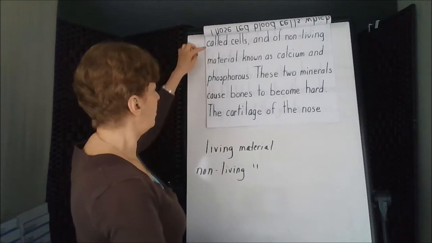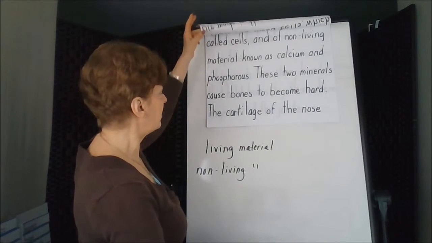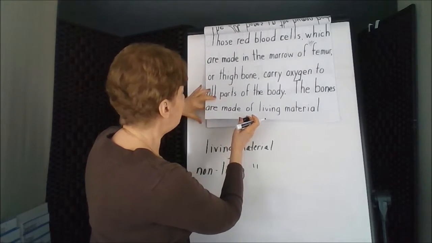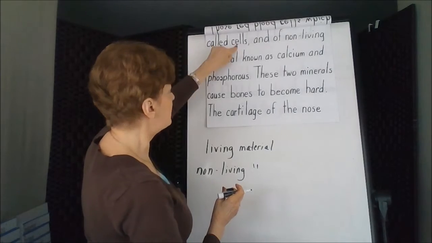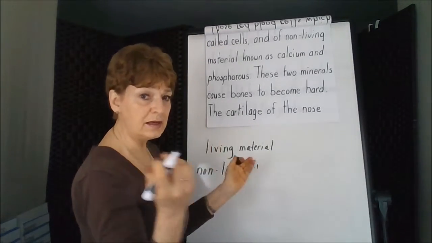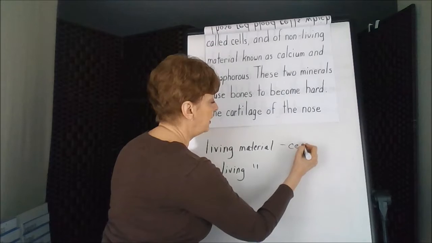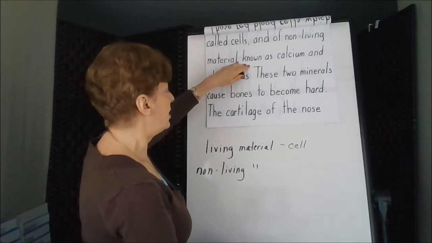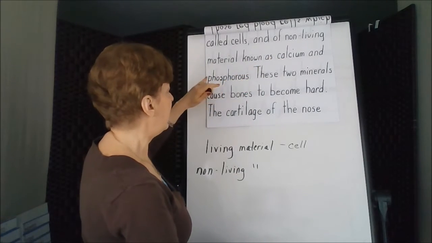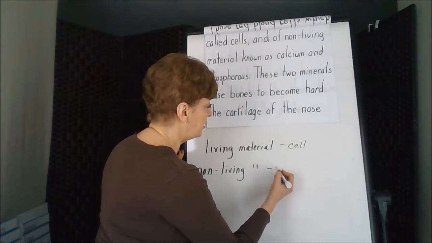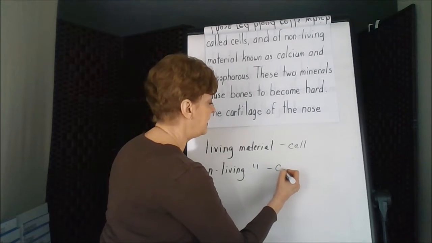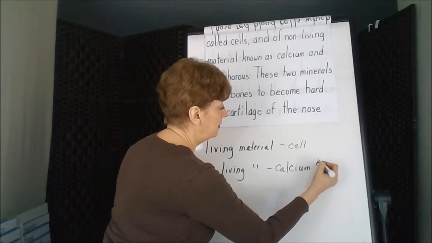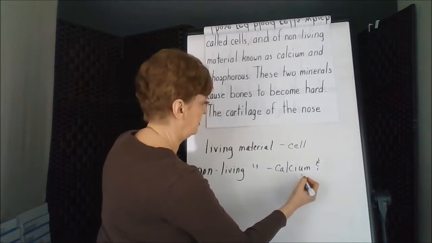Okay, so what did they say about the living material? The bones are made of living material called cells. Oh, so I want to associate the term cell with a living material. And non-living material known as calcium and phosphorus. So the non-living material, what's not alive then, is calcium and phosphorus.